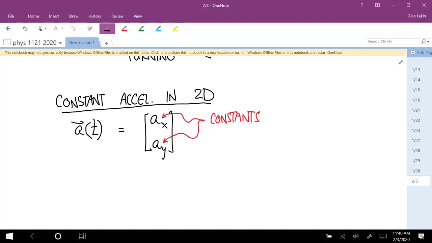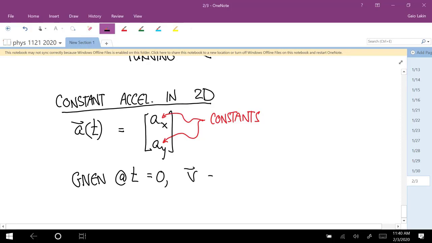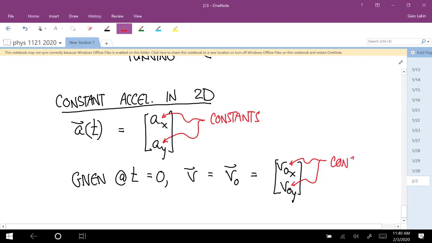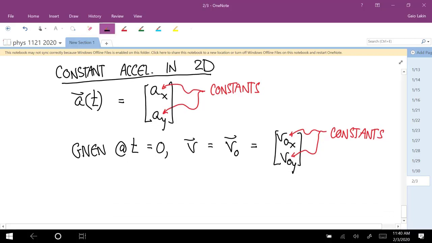So now from this, let's derive an expression for the velocity as a function of time. Given that at time equals 0, the velocity is equal to v0, where these are, again, just numbers, constants. Well, to do that, you have to integrate, right? The velocity vector is the integral of the acceleration vector with respect to time.